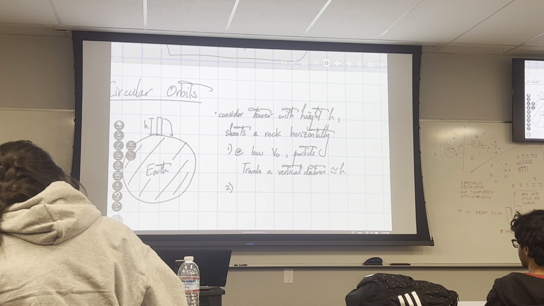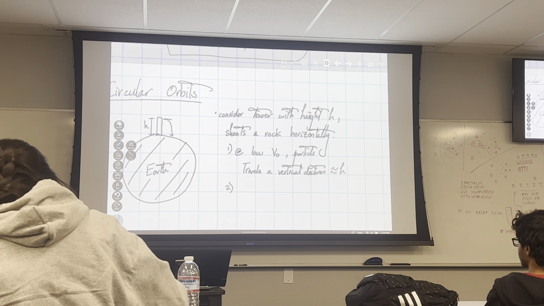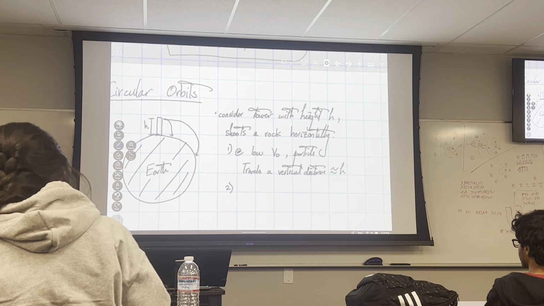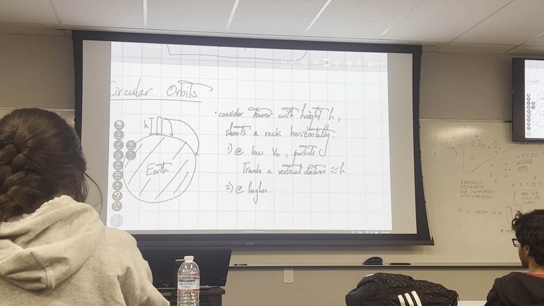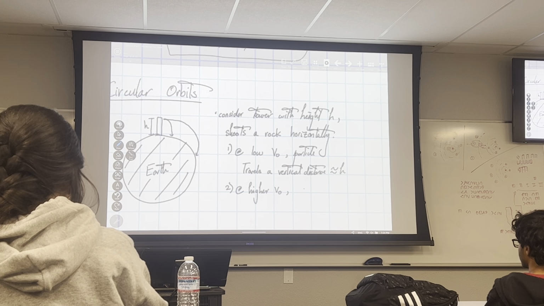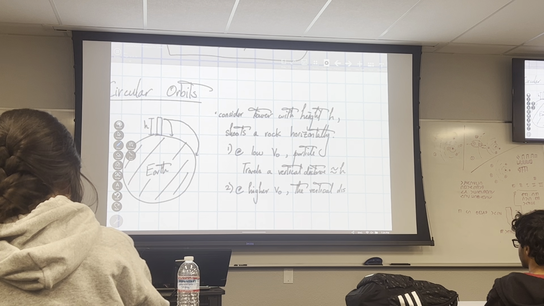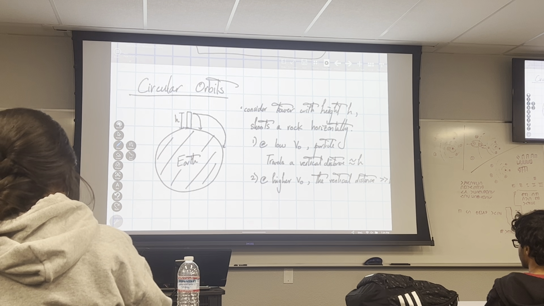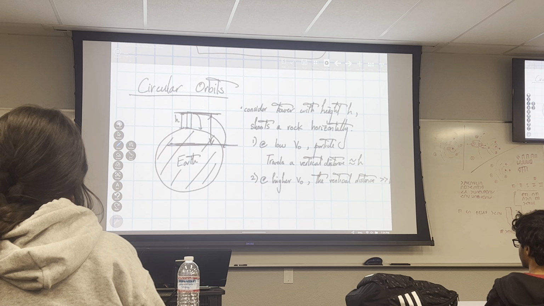But let's say we decide to shoot it slightly faster. Then the rock is going to look like that. At higher v naught, the vertical distance is now much, much greater than h, right? It started up here, but it must travel this entire distance. Do you guys see that?